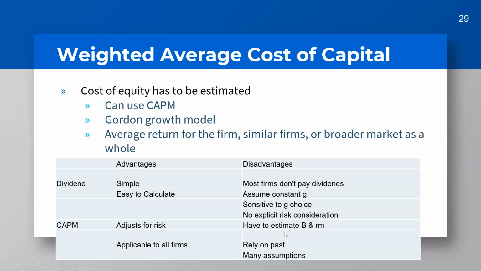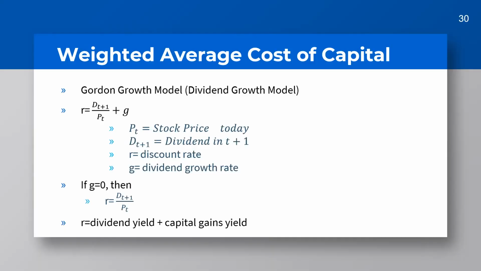It is highly reliant on past returns. So in theory, the CAPM should only be using forward-looking estimates, but in practice, people just use historical information and plug it into CAPM. And again, it's built on many assumptions and has a tendency to not work well in explaining returns.